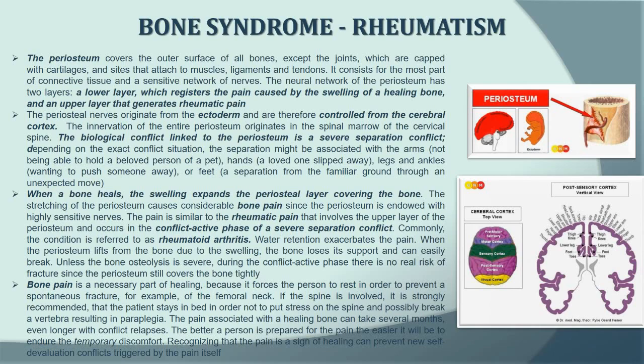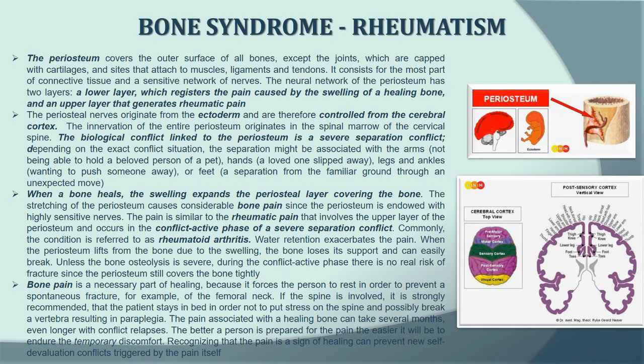Also, when a bone heals, the swelling expands the periosteal layer covering the bone. The stretching of the periosteum causes considerable bone pain since the periosteum is endowed with highly sensitive nerves. The pain is similar to the rheumatic pain that involves the upper layer of the periosteum and occurs in the conflict active phase of a severe separation conflict. Commonly, the condition is referred to as rheumatoid arthritis.